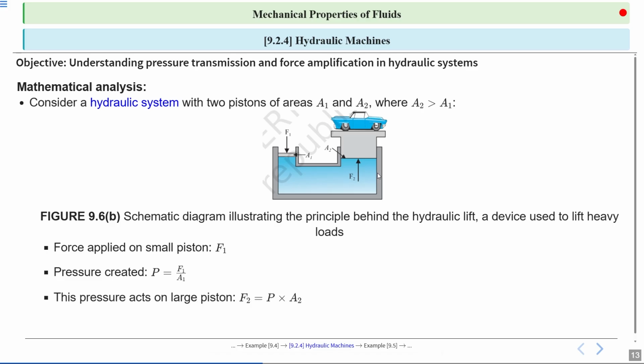And this pressure P acts on the second piston. The pressure acts on the large piston, so F2 equals pressure into area, pressure into A2. Therefore F2 equals F1 into A2 divided by A1. This equation demonstrates how the force on the larger piston is amplified compared to the force on the smaller piston.